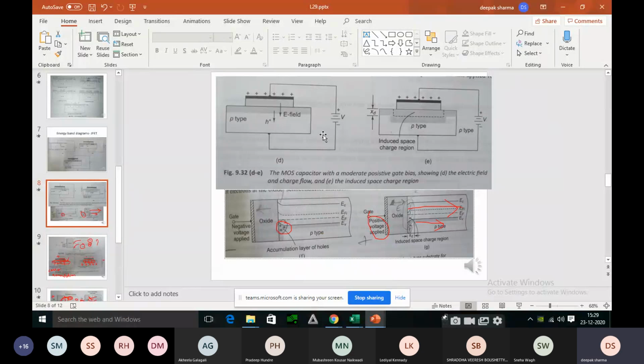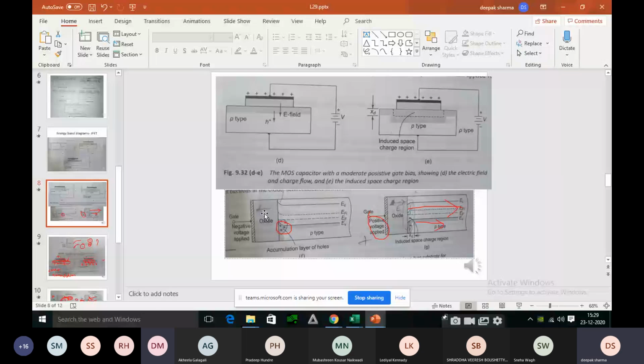How is the electric field? Positive to negative. Where is positive? Here is positive, here is negative. So in this direction it will be there. With pencil it is marked. Following? Are you following? Yes, sir.